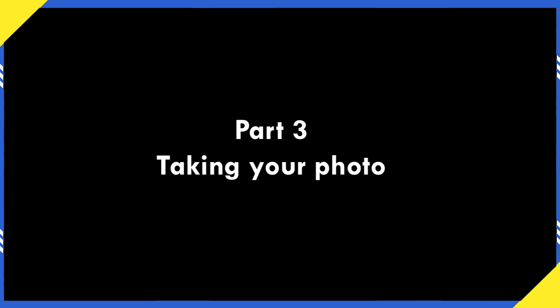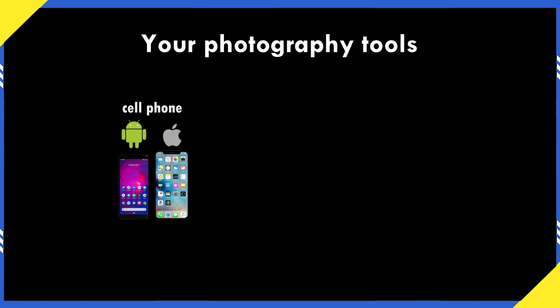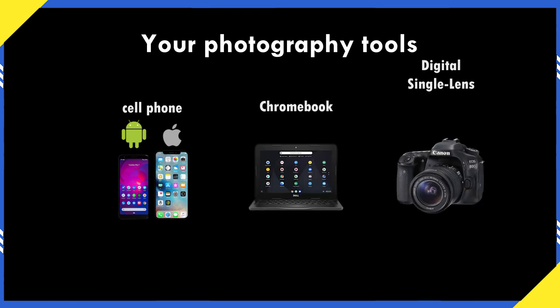Part 3. Taking your photo. In this part, we are going to be discussing different ways to take photos using some of the different tools you might have at home. Some of the different tools are a cell phone, your school-issued Chromebook, or a digital single-lens reflex camera, or, as it is more commonly known, DSLR, or simply, digital camera.